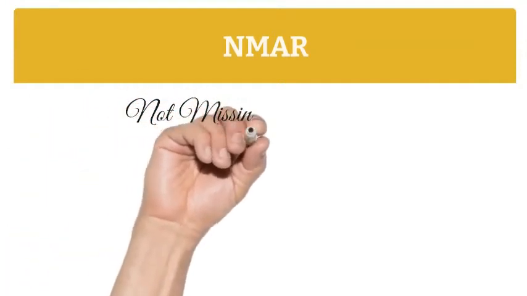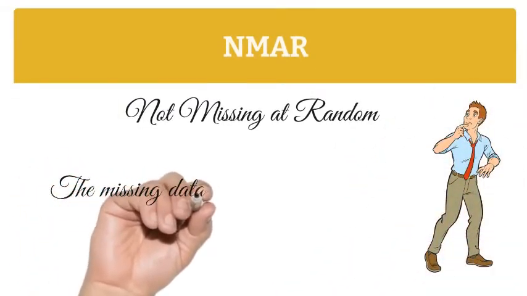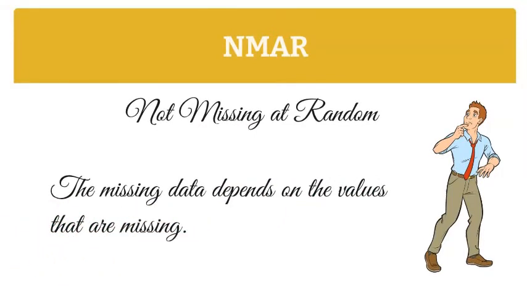Now, let's have a look at the NMAR missing mechanism. It stands for not missing at random. What is it about? If the missing data depends on the values that are missing within the variable itself, it is considered as NMAR. It is in fact the worst case scenario. You can allow yourself to do imputation if your missing mechanism is MAR or MCAR. However, if the missing mechanism is not missing at random, then imputation is unsuitable.